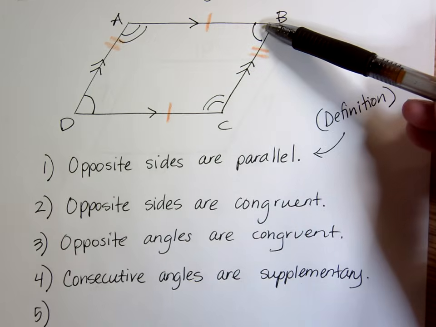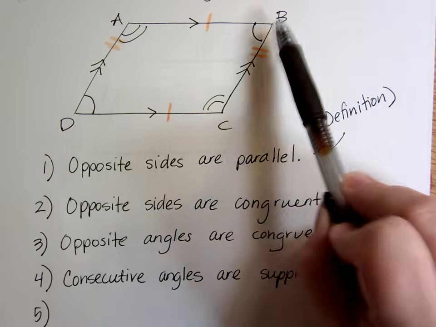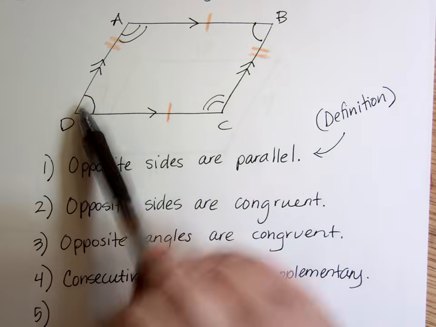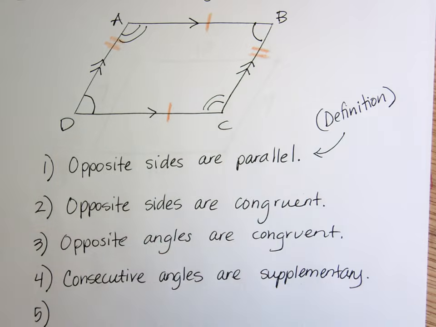C and B are supplementary. These 2 add up to 180. B and A are supplementary. They add up to 180. And A and D are supplementary. They add up to 180. And there's not really a way to mark that, so that's kind of convenient because that means we don't have to put any more markings on there.